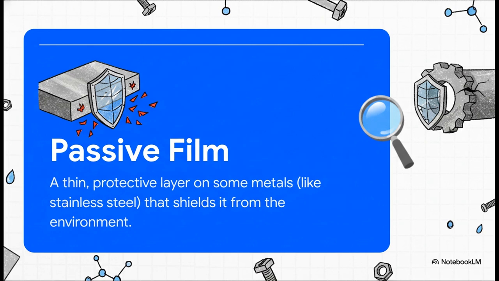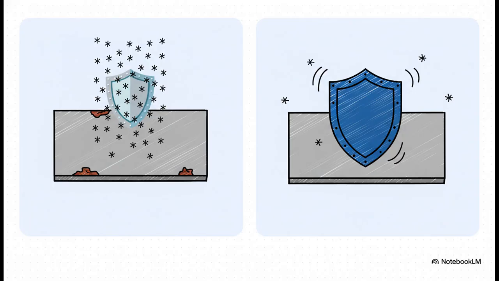You see, a lot of so-called corrosion-resistant materials, like stainless steel, aren't magical. Their secret is something called a passive film. It's this microscopic, invisible layer of oxide that forms on the surface. And it's tough, and it even heals itself. It basically acts like a suit of armor, protecting the vulnerable metal underneath. But here's the thing. Not all armor is created equal.